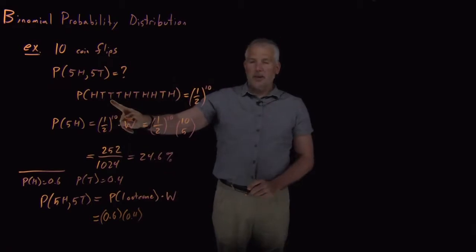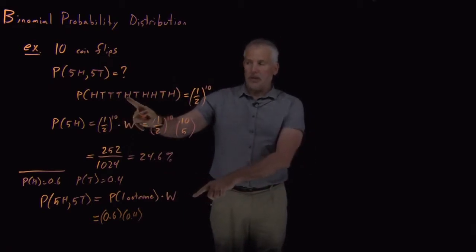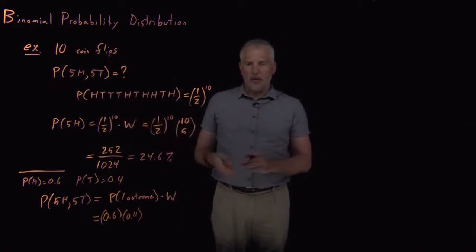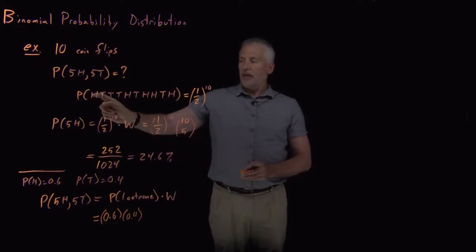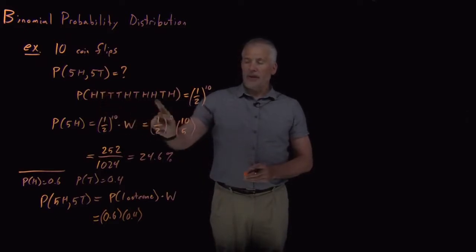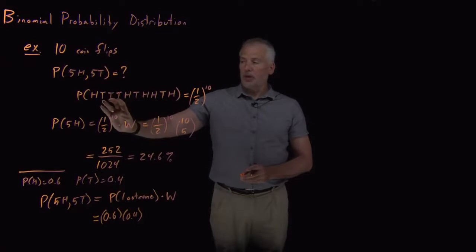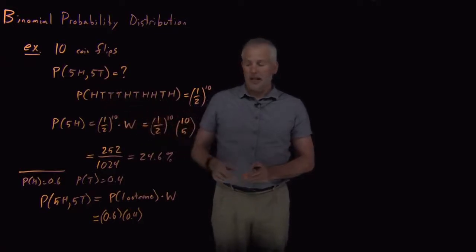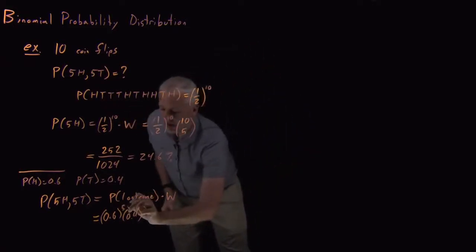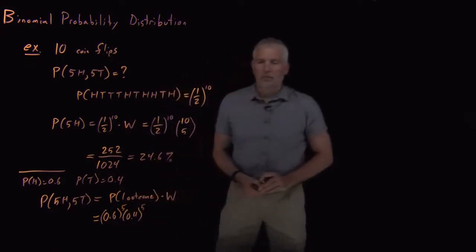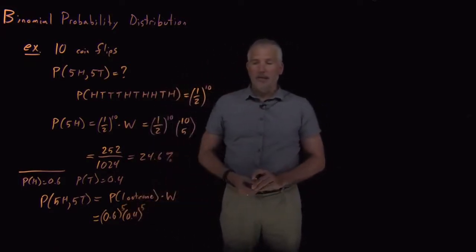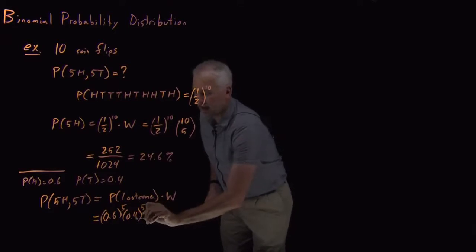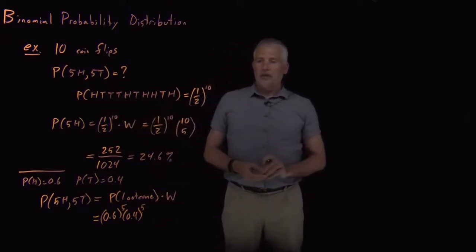And then tails, I'm going to have another 40%, another 40%, a 60%, a 40%. When I multiply all these together, I'll have 0.6 showing up a total of 5 times. I'll have 0.4 showing up a total of 5 times. So in the end, I'm going to have 0.6 and 0.4 each multiplied by each other 5 times. That's the probability of getting this particular arrangement of heads and tails.